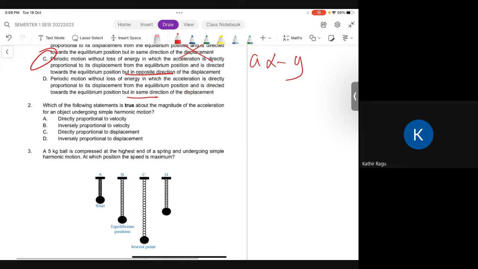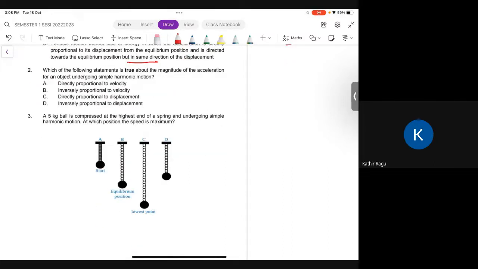C. Alright, number 2. Which of the following statement is true about magnitude and acceleration undergoes simple harmonic motion? So a is always directly proportional to y but in opposite direction. So acceleration is directly proportional velocity, tak ada velocity, directly proportional with displacement. So jawapan dia adalah C lah, C juga.